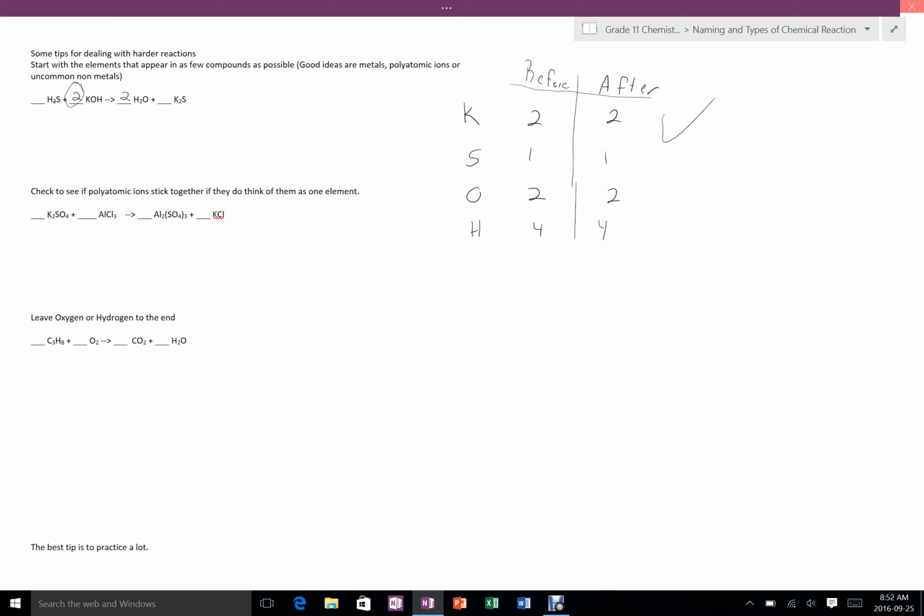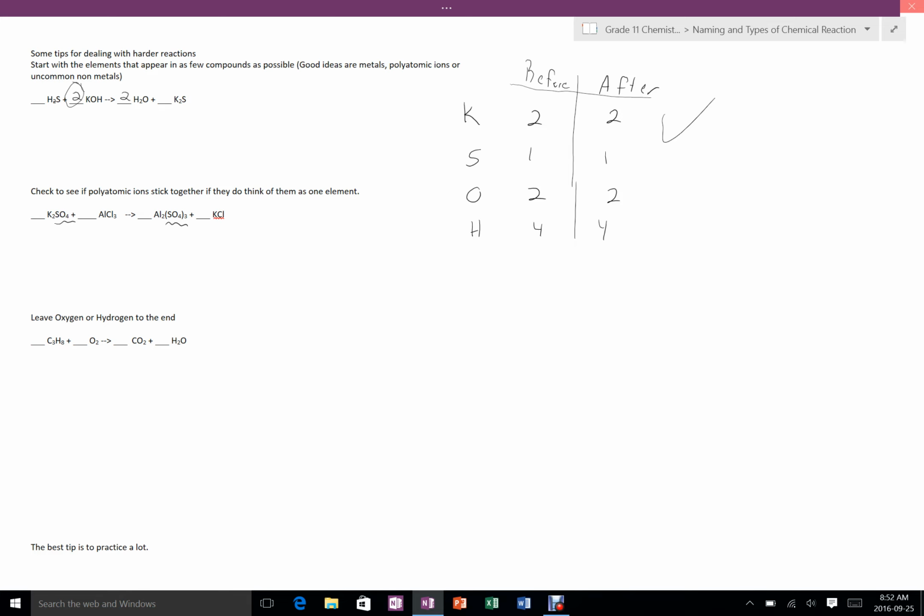Tip number 2. Check to see if the polyatomic ions stick together. If they do, think of them as one element. So the polyatomic in this chemical reaction is SO4. And so what I'm looking for is after the chemical reaction, is he still SO4? Since he is, I don't want to think of it as sulfur and 4 oxygens, but instead I'm going to think of SO4 sulfate as one thing, and that thing needs to be balanced.